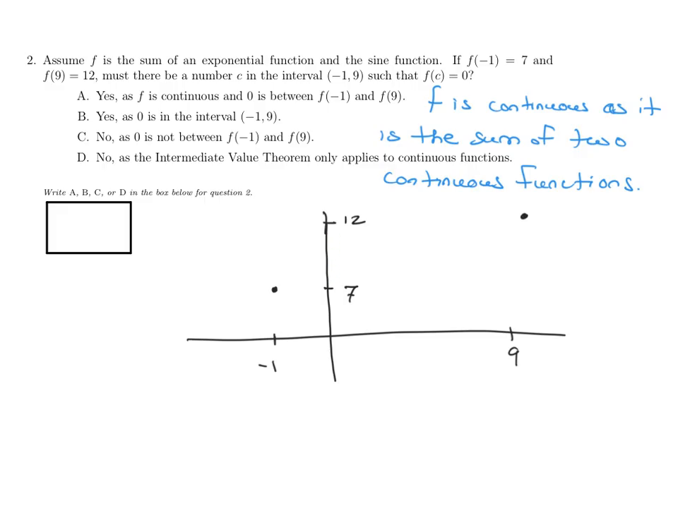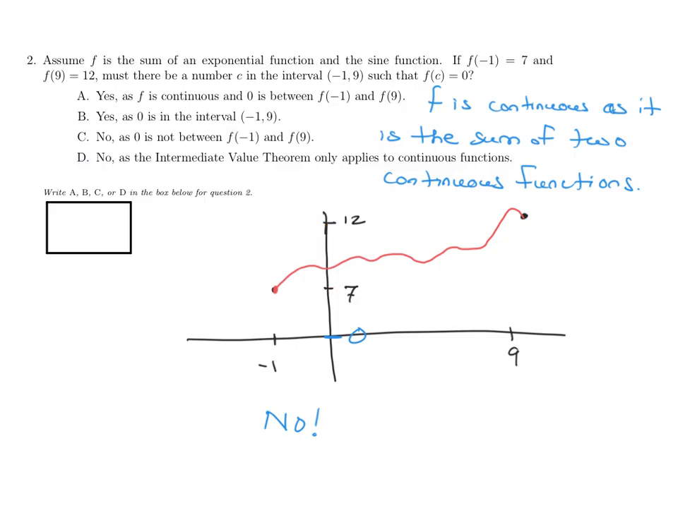So, for example, the function could look something like this. Your function's here, it's continuous, and eventually it has to end up over here. It does not have to pass over 0. So 0, the y value, is down here. So the answer to this one is no, there doesn't have to be a solution. And the reason is 0 does not fall between 7 and 12 for a y value. So I want to choose no.